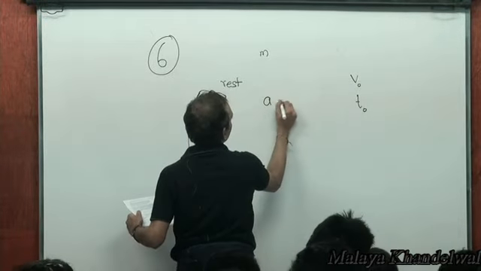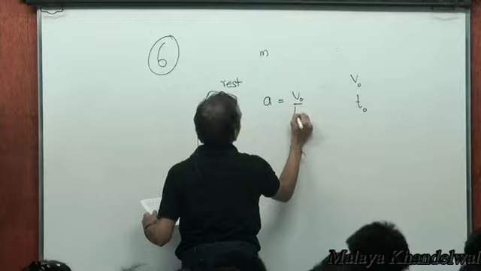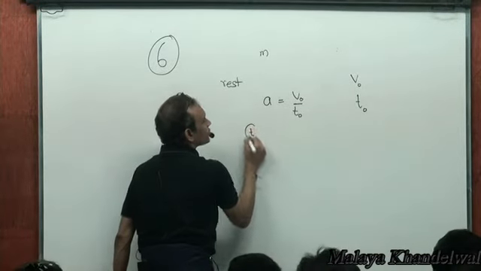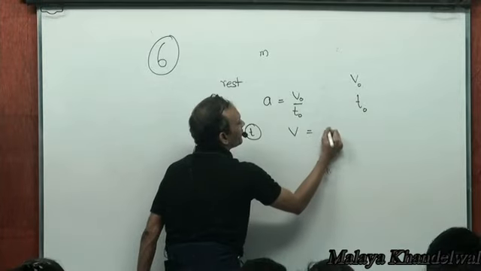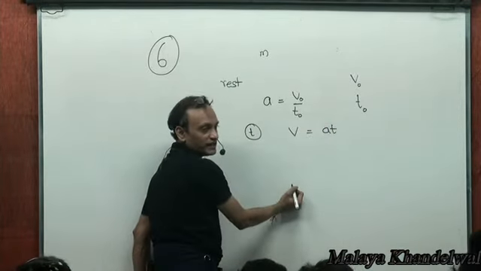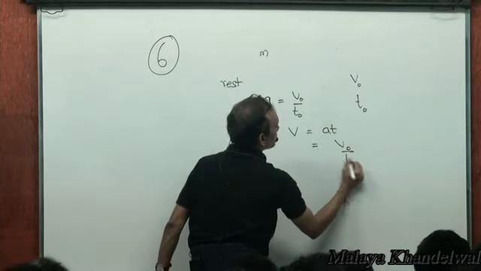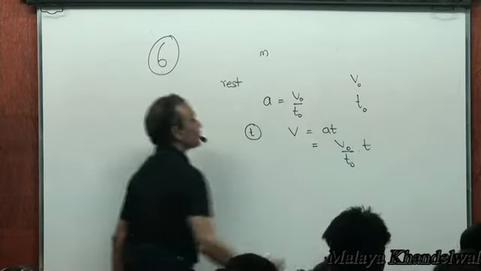So what is its acceleration? v0 by t0 is the acceleration, right? In t seconds, what would its velocity be? At would be its velocity, which would be v0 by t0 into t.